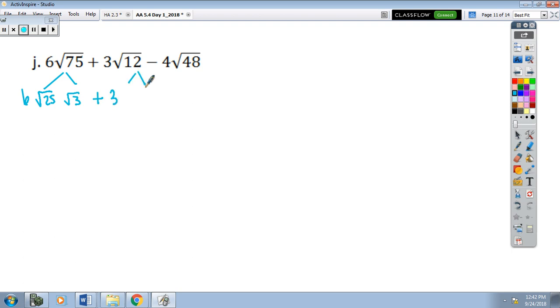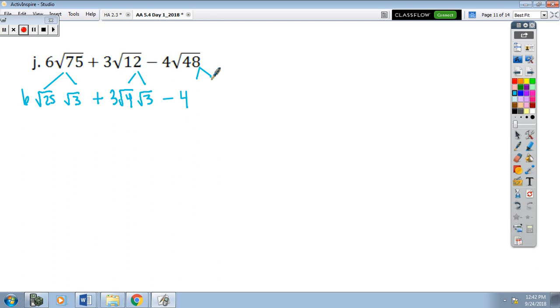12 will break down into 4 and 3. Never 6 and 2, because 6 is not a perfect square and 2 is not a perfect square. So again, when you're doing this, you're still thinking of that list: 1, 4, 9, 16, 25, 36. Those are the numbers you want to think about. Bring down our minus.